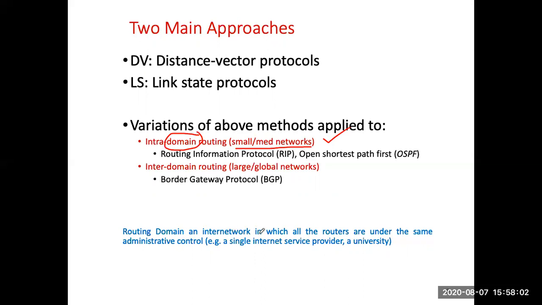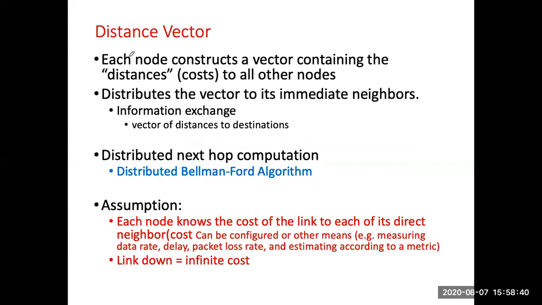Basically, a routing domain is an internetwork in which all the routers are under the same administrative control. So if all the routers are under the same administrative control, we are talking about intra-domain routing, and in such networks we use the distance vector protocols, with examples RIP and OSPF. But if there is inter-domain routing, that is for large and global networks, usually the link state protocols are used, and the example is BGP. First of all, we will discuss the distance vector protocol.